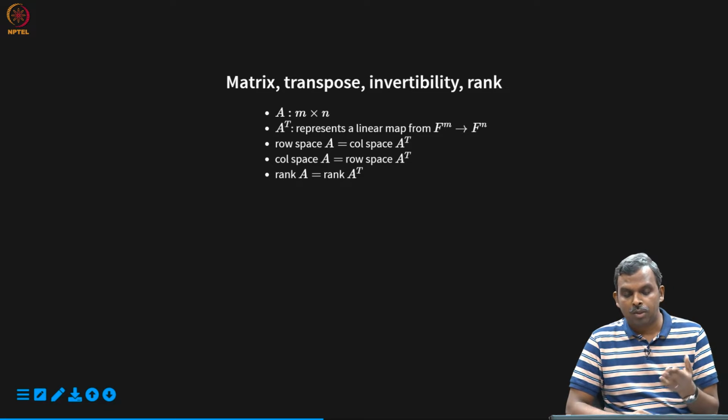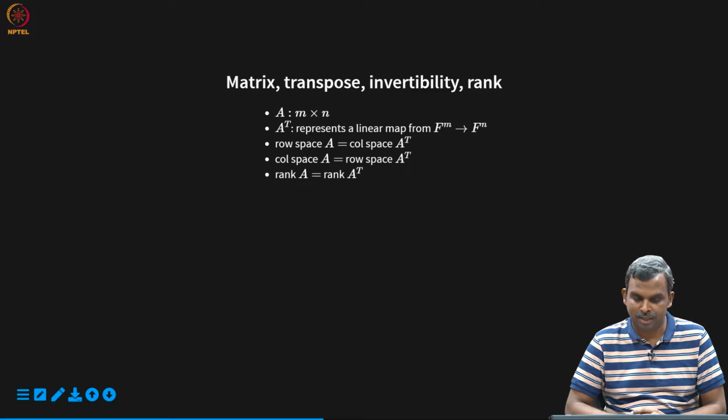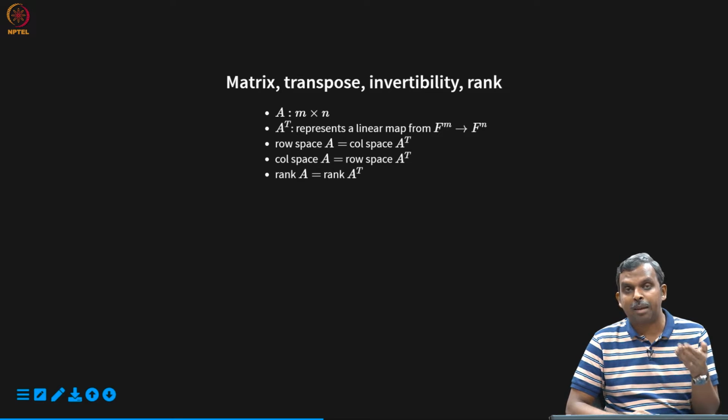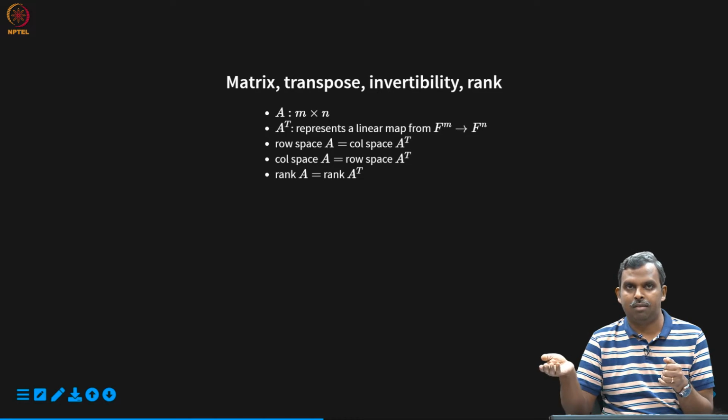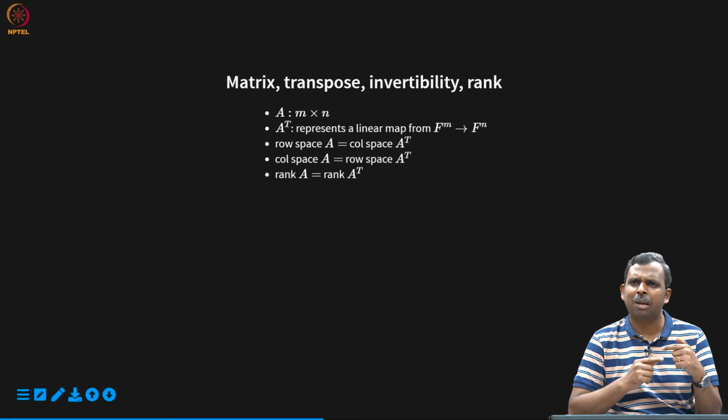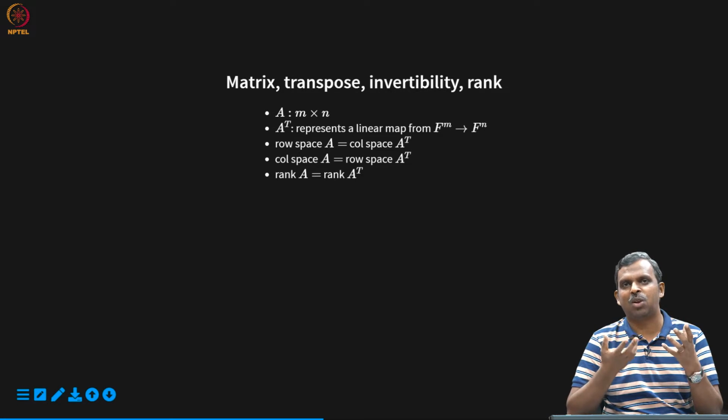So you have this M cross N matrix A. A represents a linear transform from Fn to Fm, right? Now A transpose, if you switch the rows and columns, represents a linear map from Fm to Fn, the other way around. So is there a connection between these two linear maps? It turns out there is, but maybe not immediately apparent. We will think about it later on.